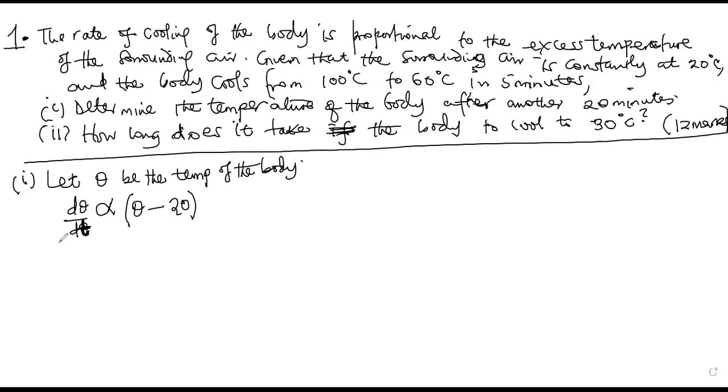The moment you fail to come up with this expression, there is nothing you can pick. But they say the rate of cooling, d theta by dt, is proportional to the excess temperature. What is excess temperature? Excess temperature is theta minus 20. When they say excess temperature, you get the temperature of the body minus the temperature of the surrounding air. If you're with me on that interpretation, type yes.